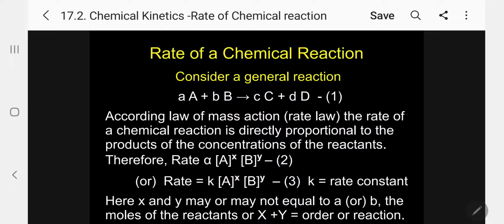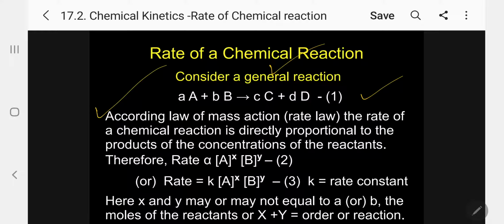To understand the rate of a chemical reaction, let us consider a general reaction, aA plus bB arrow cC plus dD. That is equation number 1. Where small a, small b are moles of reactants, capital A, capital B are reactants. Small c, small d are moles of products, capital C, capital D are products.